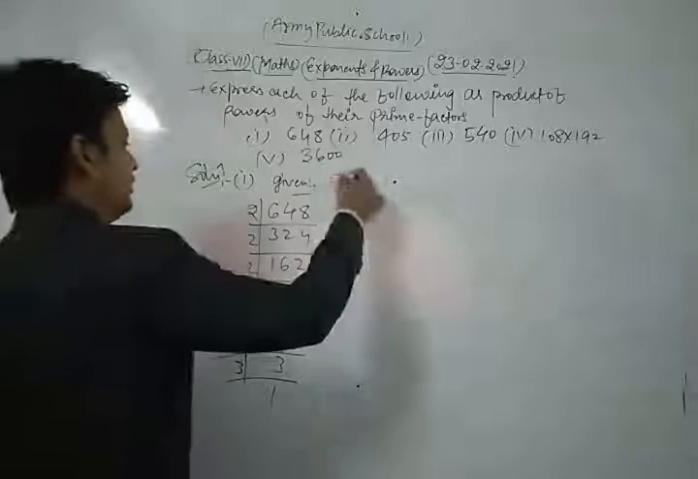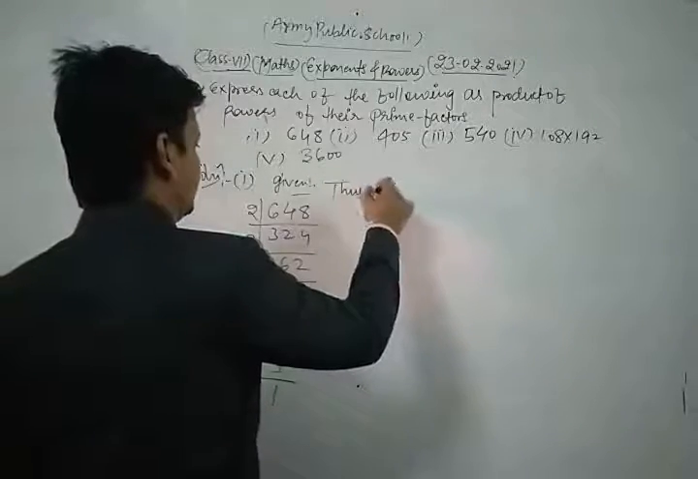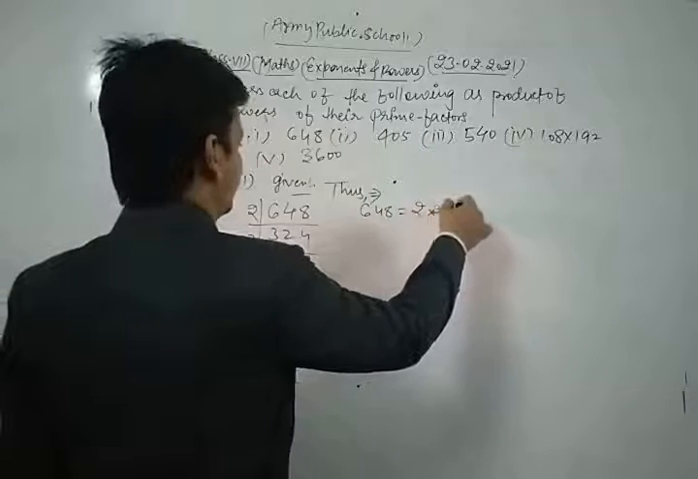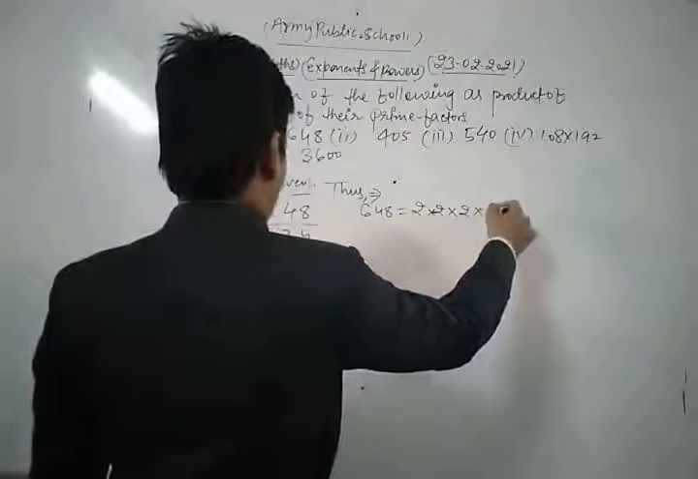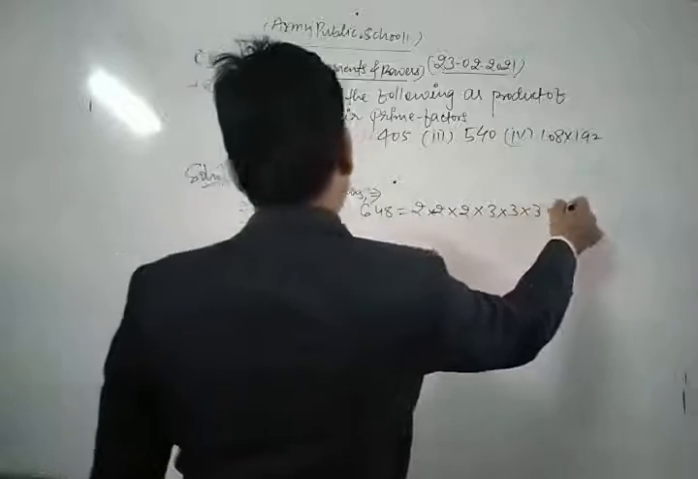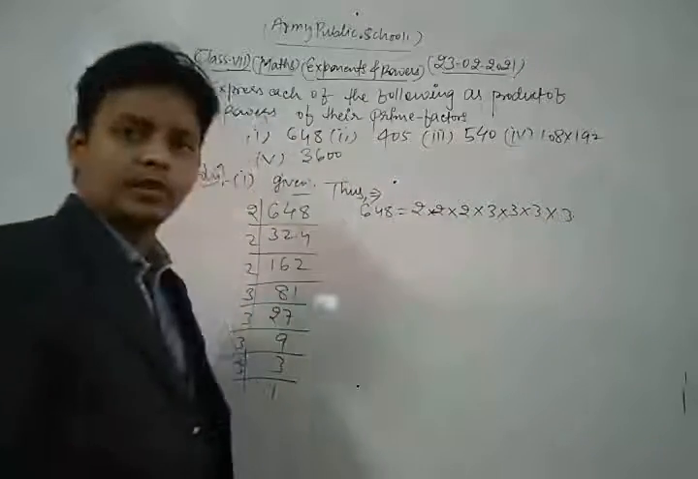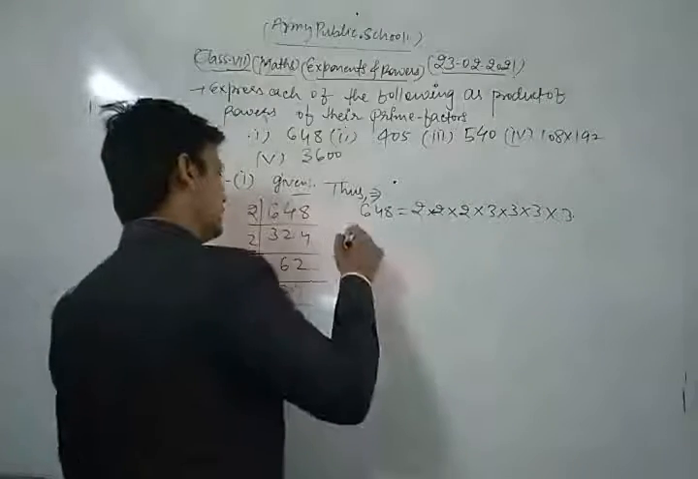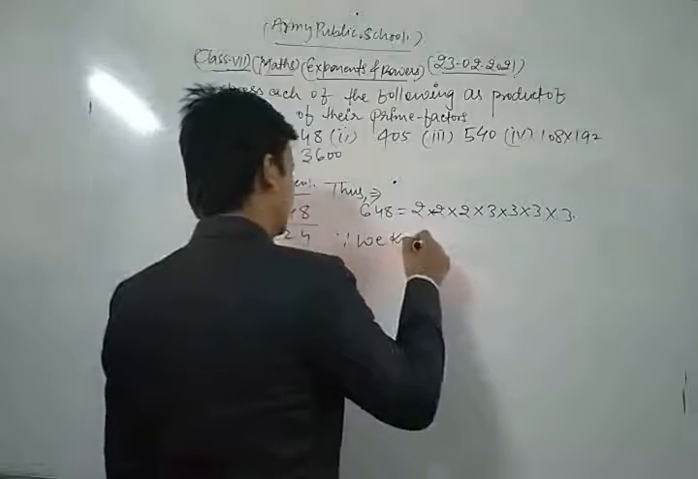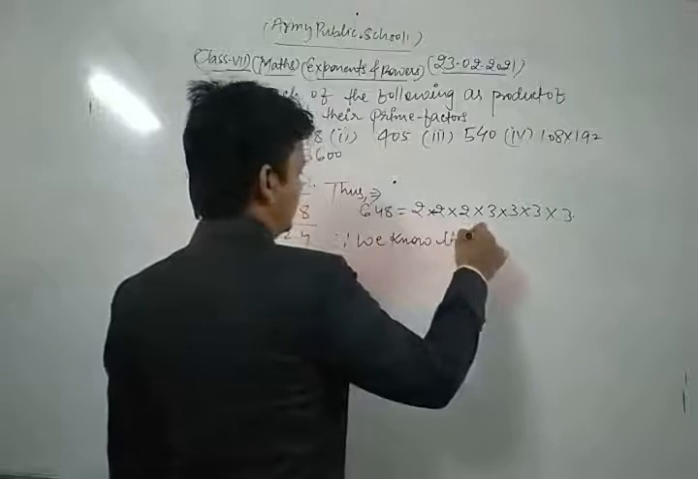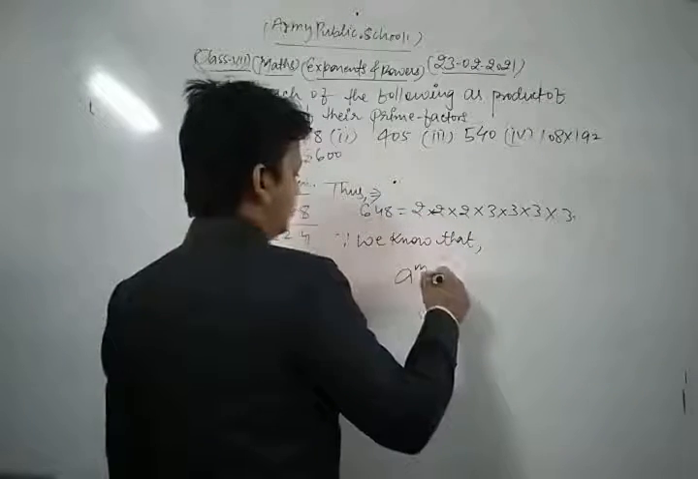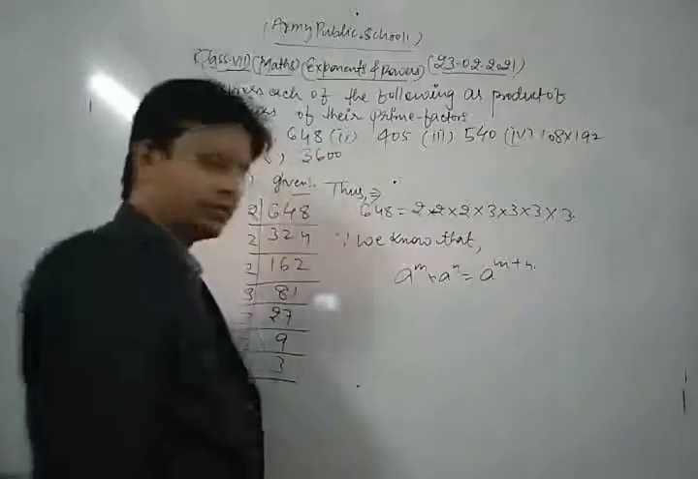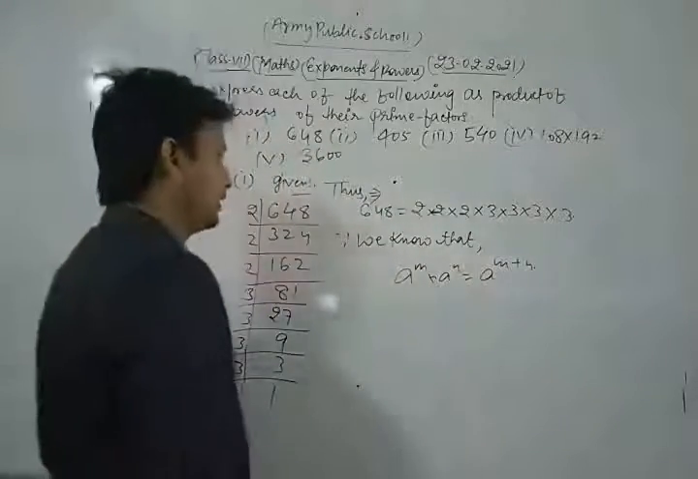Thus we get 648 is equal to 2 into 2 into 2 into 3 into 3 into 3 into 3. Okay. Now here we apply the laws of exponent, since we know that a to the power m into a to the power n is equal to what? A to the power m plus n. These are very important laws of exponent. So here we apply that concept.